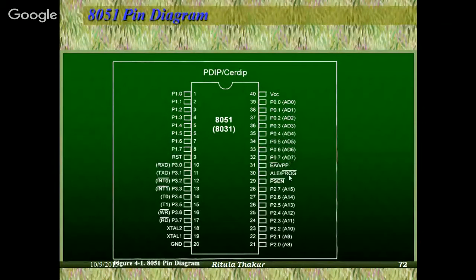In this port 2, you have port 2 pins as well as higher order address lines. On the port P3, you have the port pin P3 as well as your control lines. But P1 is the only port which has got dedicated input output. So we prefer to use this port because it is a dedicated port.